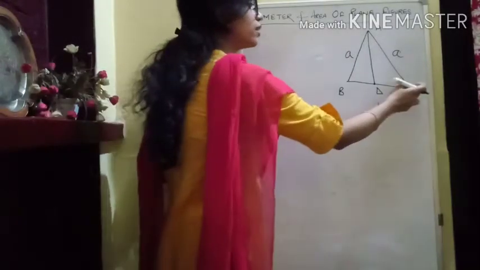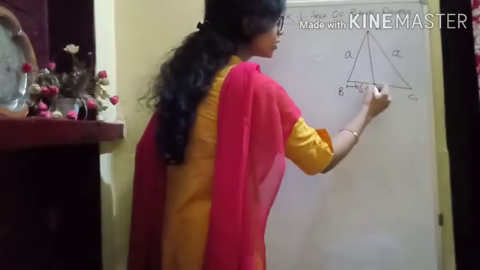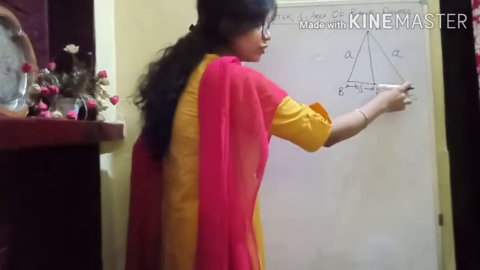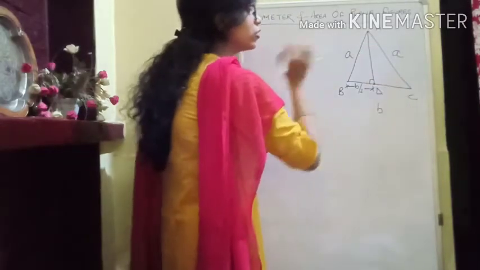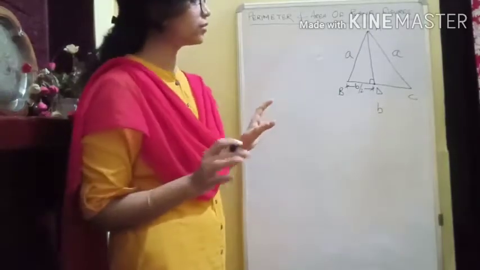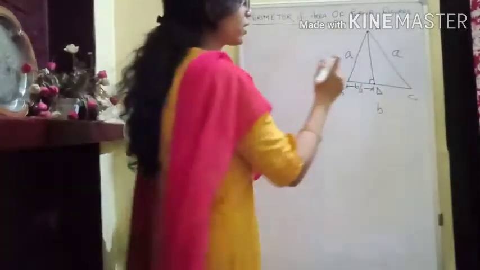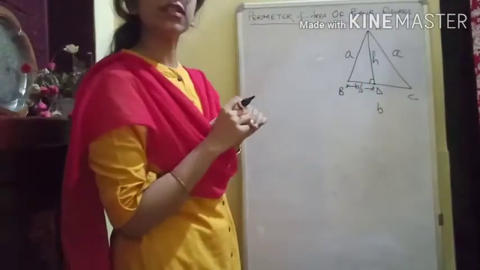That means if the total length is b, then this half will be b by 2 and the other half will also be b by 2. And since it is the perpendicular, it will be 90 degrees. So now if you see again, the process is very same. Let's say this is the perpendicular AD, and since it is the height of the triangle, let's say it is h. So we have to calculate this height first.